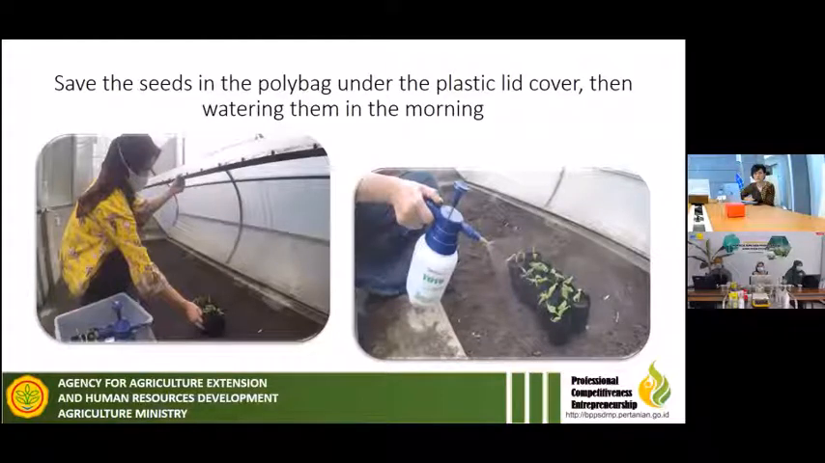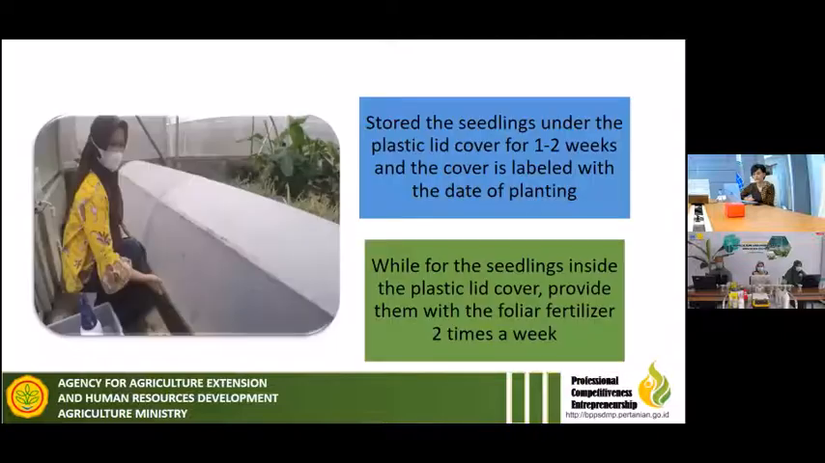Then place the seedlings in the polybag under the plastic lid cover, and water them in the morning. We store the seedlings for at least 1 to 2 weeks, and the cover is labeled with the date of planting. While the seedlings are inside the plastic lid cover, we need to provide them with foliar fertilizer 2 times a week.